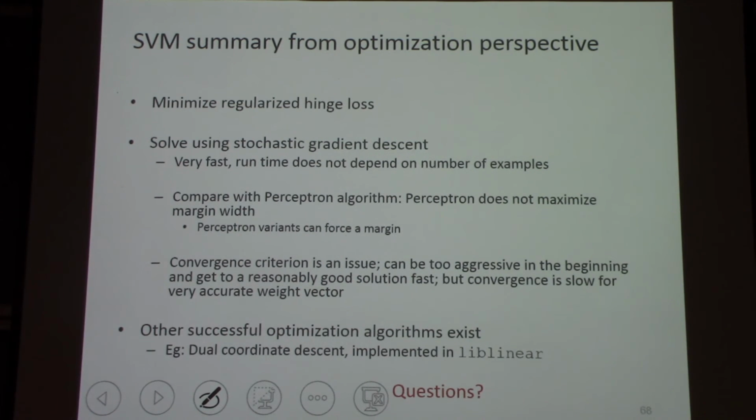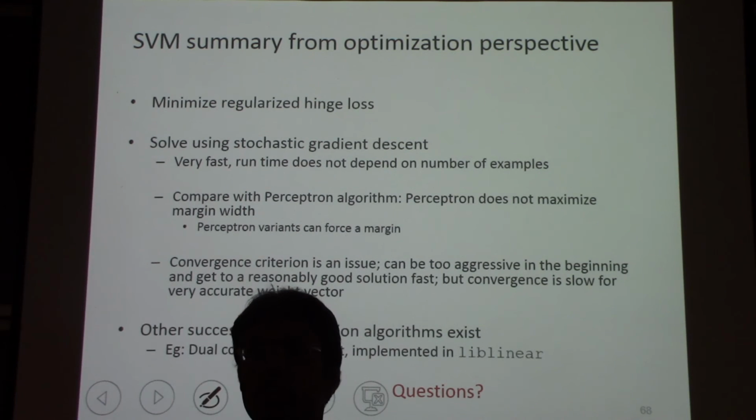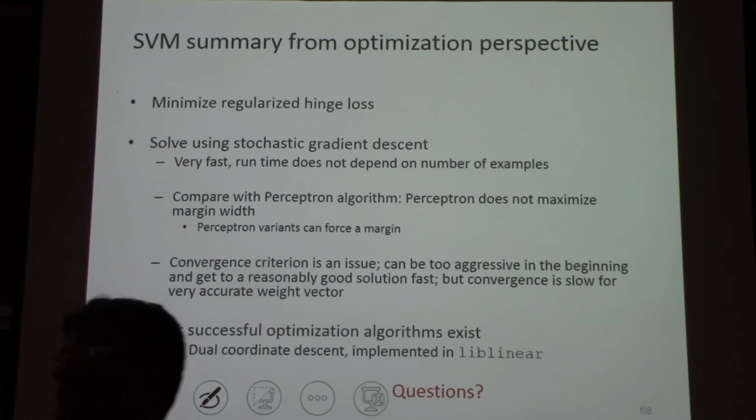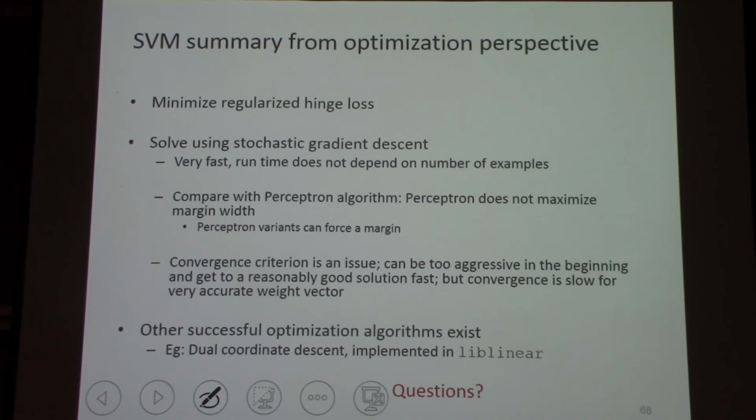This is not the only algorithm for SVM. In fact, the popular linear package does not use stochastic subgradient descent. It uses another algorithm called dual coordinate descent, and there are other learning algorithms for support vector machines also.